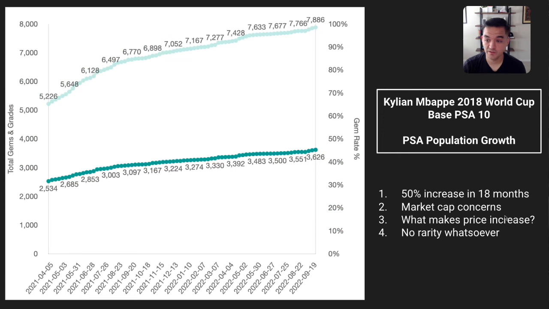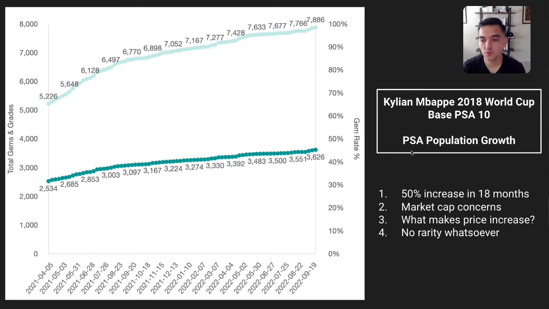And here's most of the reason why. This is the gem rate report. April of 2021, there were 5,226 total graded by PSA. Almost half of those were PSA 10s. And you can see now today there are 7,886 graded and 3,626 are PSA 10s. So that's just massive, massive populations. I mean, even compared to basketball and football, these are huge populations for a given card.